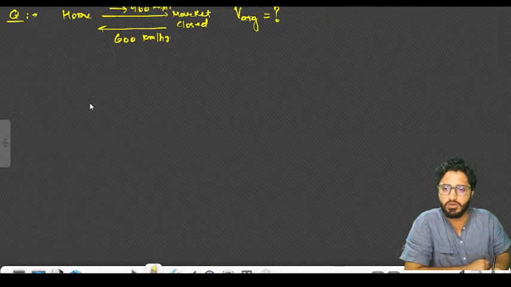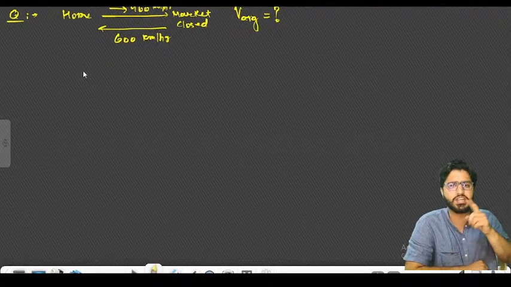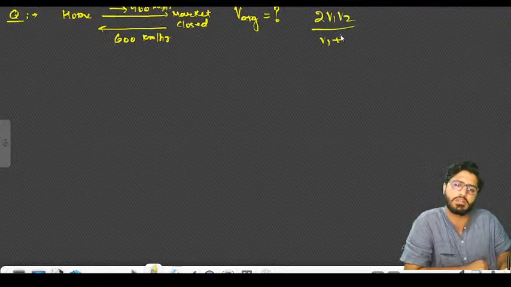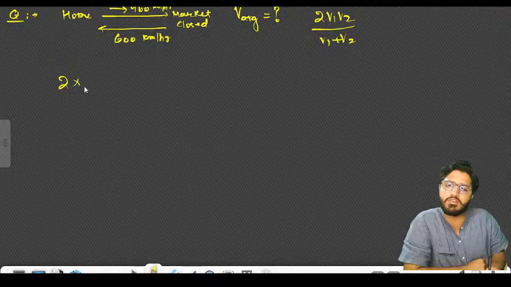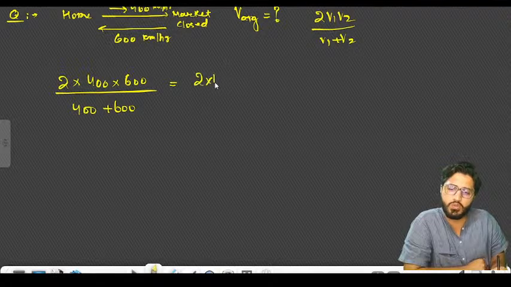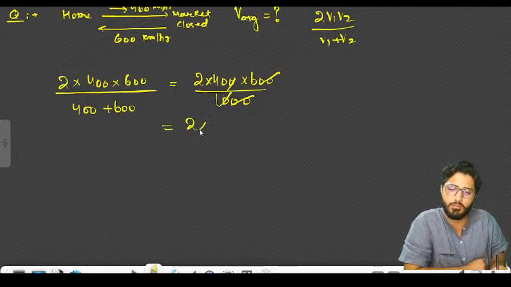Okay, so look now, if you are going from home to market and coming back by the same path, that means distance is same. If distance is same, the formula is 2 times v1 v2 divided by v1 plus v2. v1 is 400, v2 is 600. So 2 into 400 multiplied by 600, whole divided by 600 plus 400. Zeros cancel out, so we have 2 multiplied by 40 multiplied by 6.